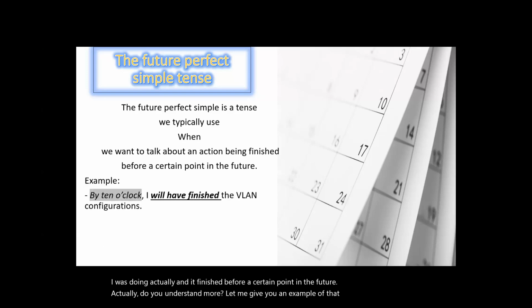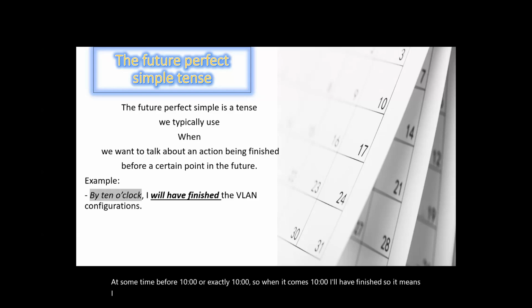Well, by 10 o'clock, I'll have finished the VLAN configurations. It means that when it comes 10 o'clock, I'll have finished that. Okay? Can I say that after 10 o'clock? No. At some time before 10 o'clock or exactly 10 o'clock. So when it comes 10 o'clock, I'll have finished. So it means I started doing the VLAN configuration some certain time ago, but by 10 o'clock, I will finish that.